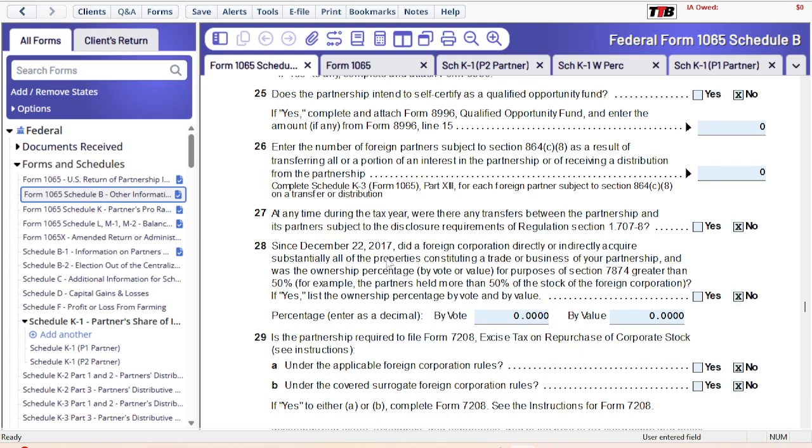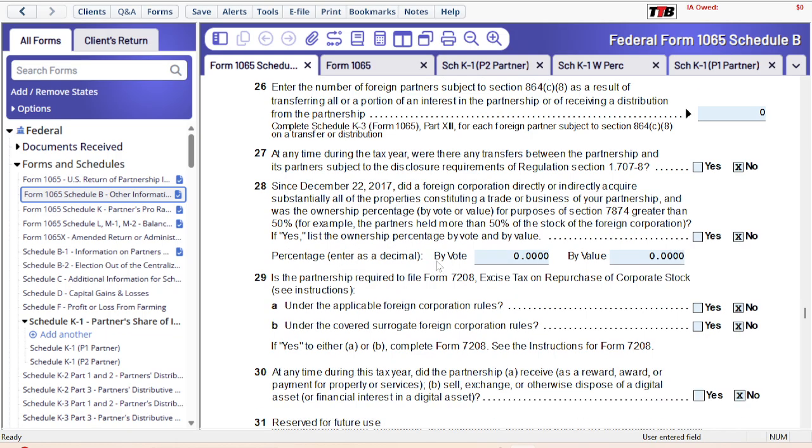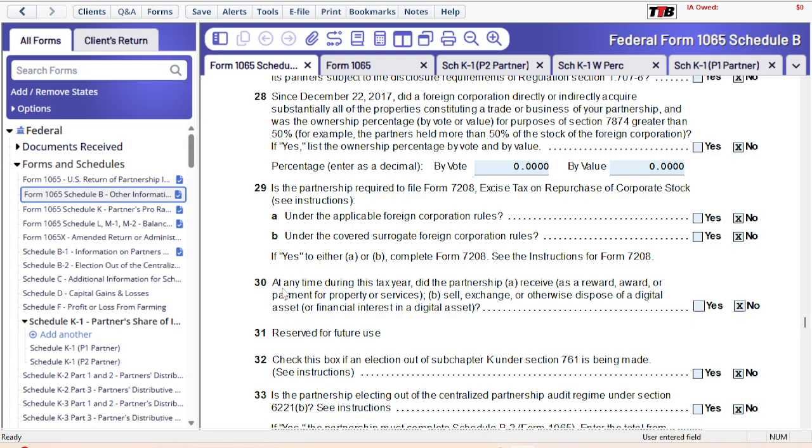Since December 17, did a foreign corporation... we are going to go through, since we are not doing business with a foreigner, a foreign company. So is the partnership required to file 7208? No. At any time during the tax year, did the partnership receive or transfer any financial award related to digital assets? If that's yes, you'll click yes here. But the answer is no.